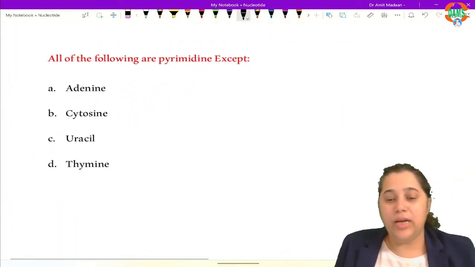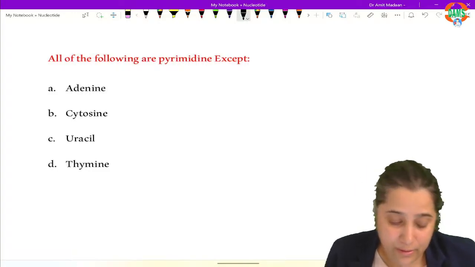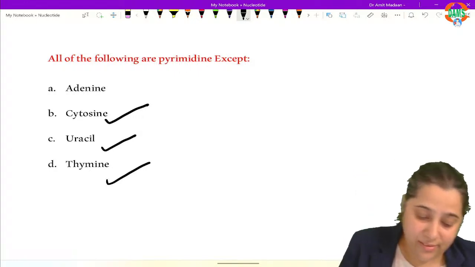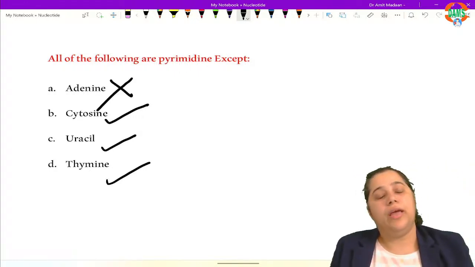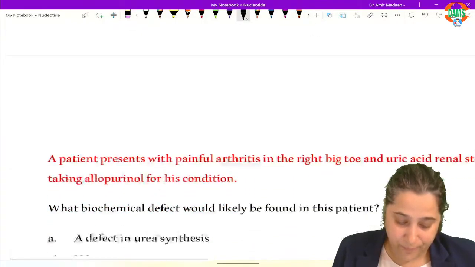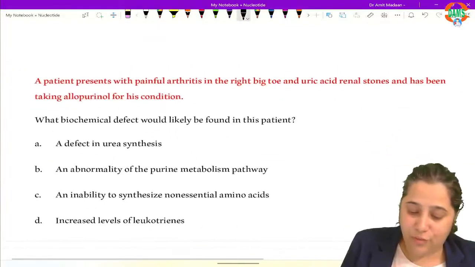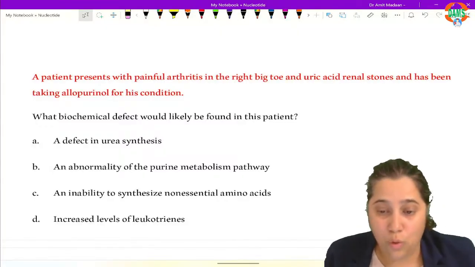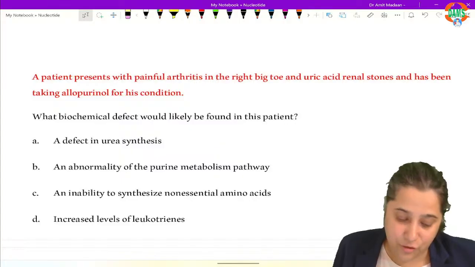All of the following are pyrimidines except: you have cytosine, uracil and thymine as pyrimidines. Adenine is a purine. It is adenine and guanine that are your purines. A patient presents with painful arthritis in his right big toe and uric acid renal stones.